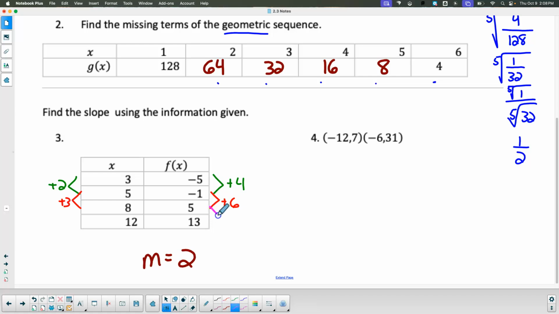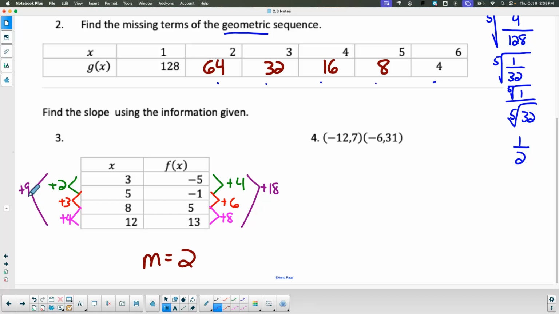Change here was plus 8. Change here was plus 4. Still gets me positive 2 for my slope. Change here was plus 18. Change here was plus 9. Still gives me positive 2 for my slope. Doesn't matter which 2 points you choose to go from and then to. Okay?